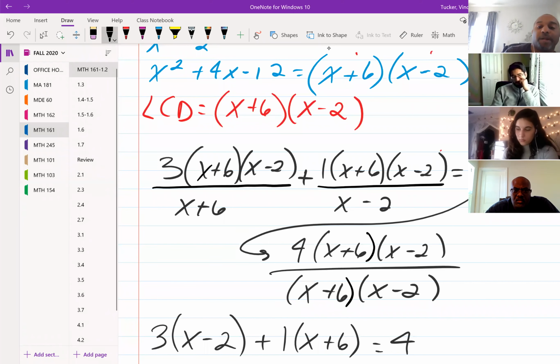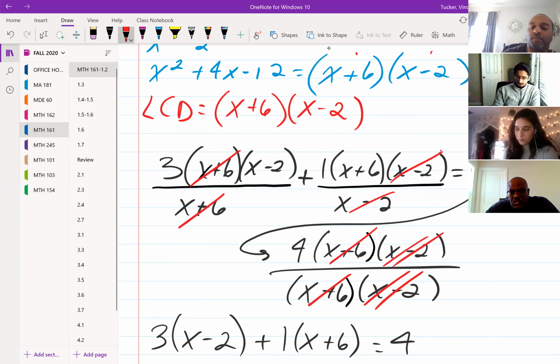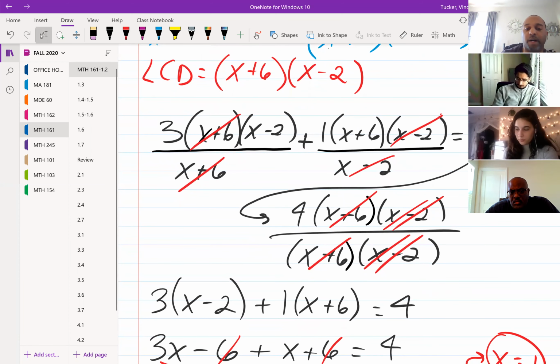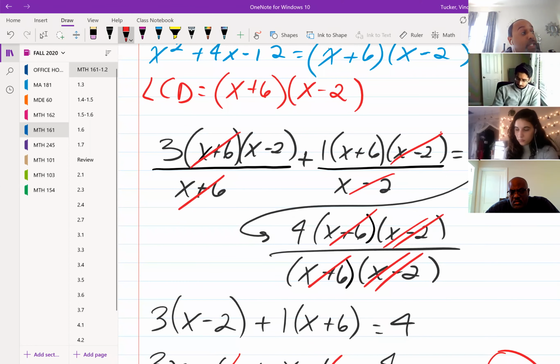So now we see, but I did rewrite this one in its factor form. That will help us with our cancellation. We see x plus 6 will cancel, x minus 2 will cancel, then here x plus 6 and x minus 2 cancel. And that leaves us with this expression down bottom, which is 3 times x minus 2 plus 1 times x plus 6 equal to 4. Questions before we go to the next step?